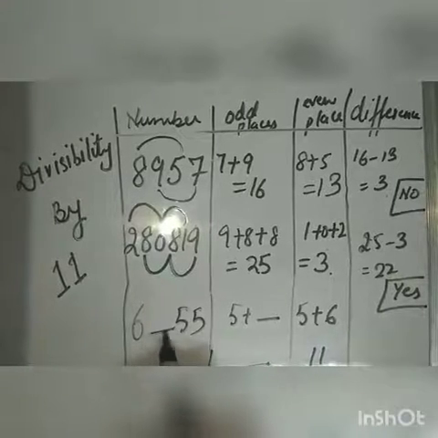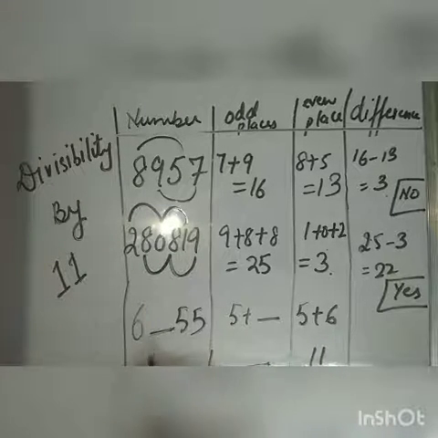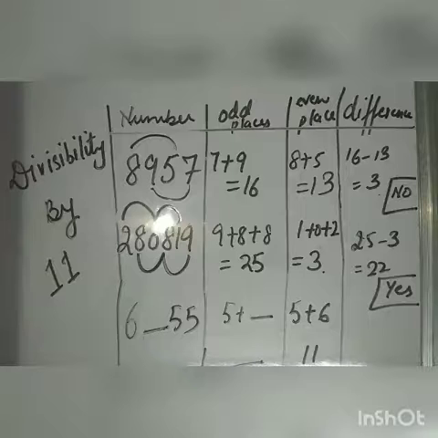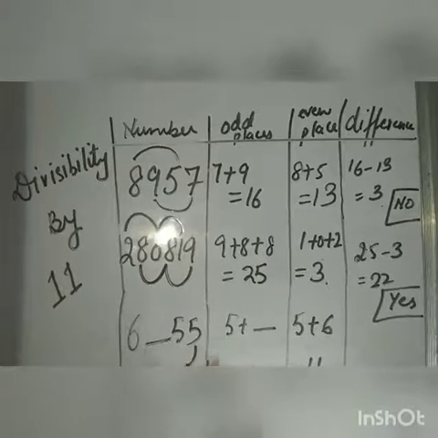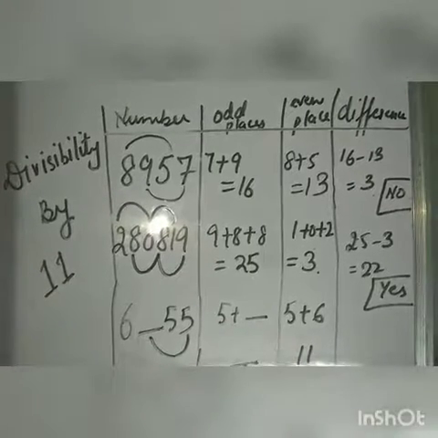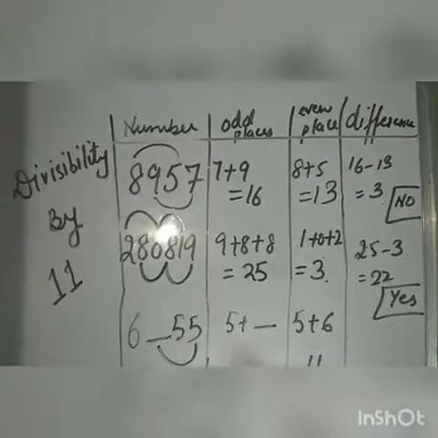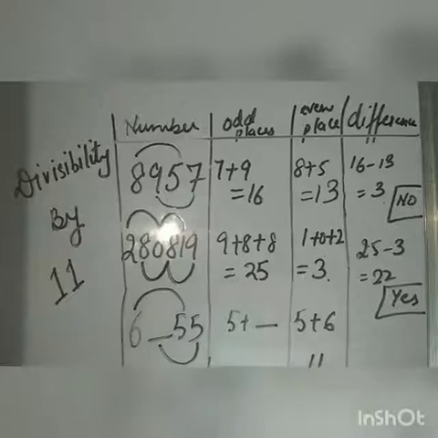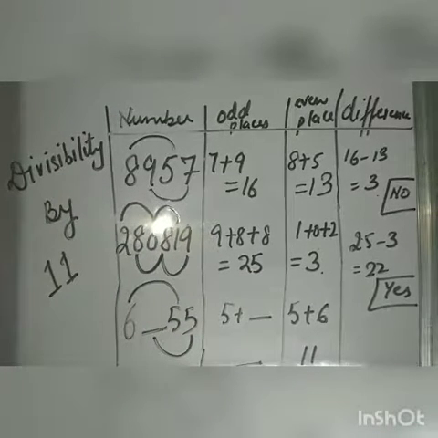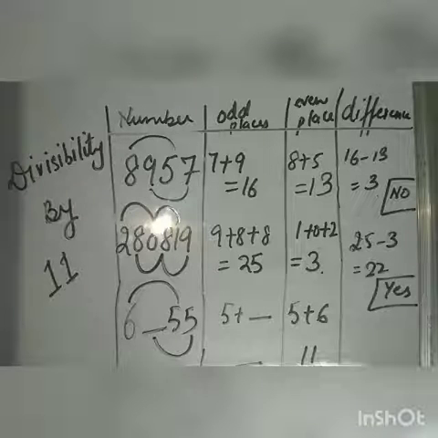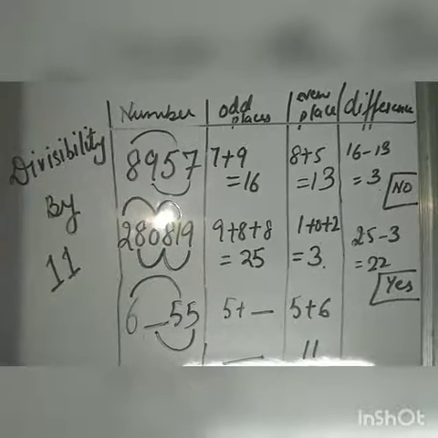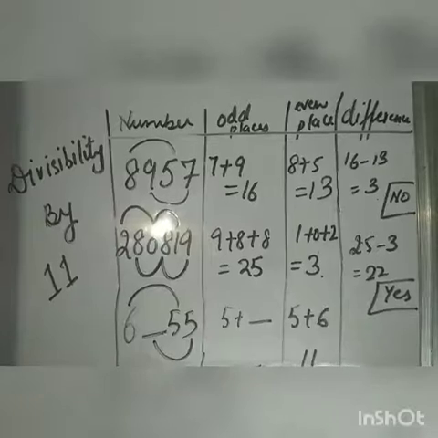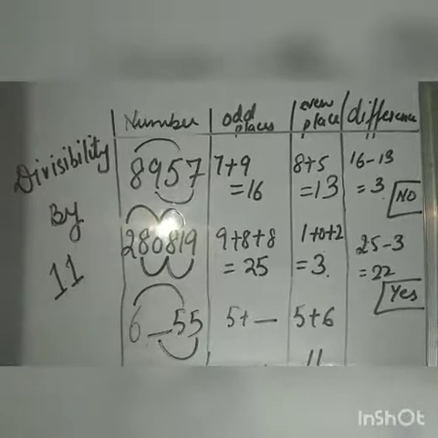Now we have to fill the digit in this blank so that this number is completely divisible by 11. Sum of the digits at odd places 5 plus blank is equal to blank. The digits at even places 5 plus 6 is equal to 11. Now the difference must be divisible by 11, or the number either will be 0.